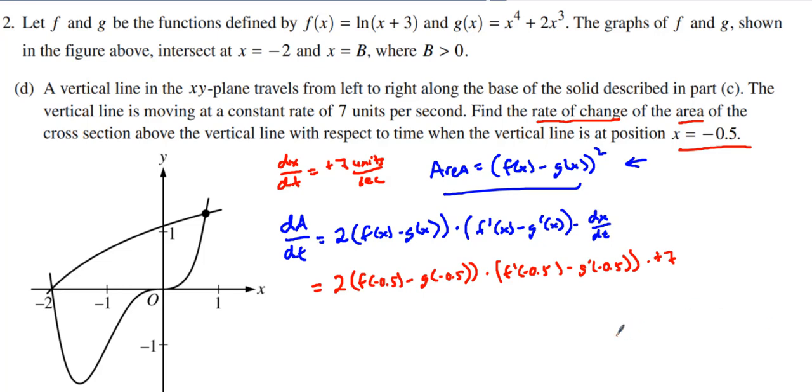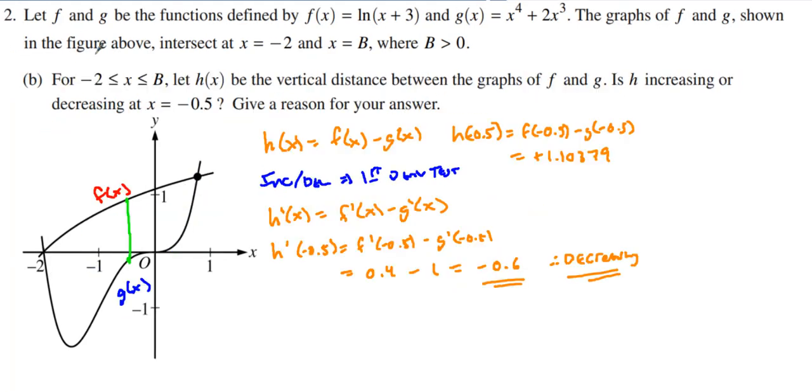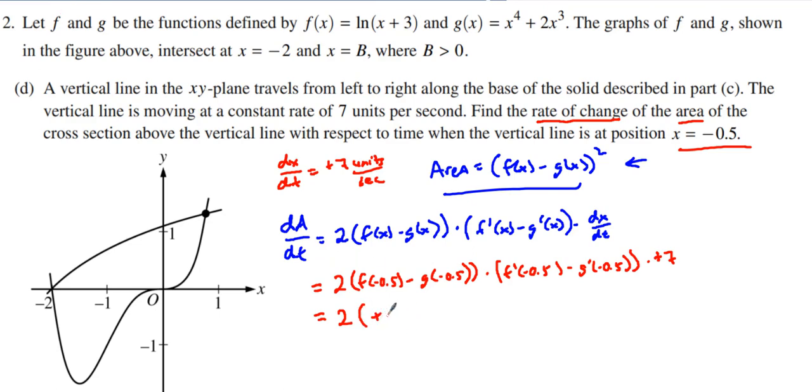And so if we think about it, I've already done some of this math earlier on. You can see f of -0.5 minus g of -0.5, I did this back in letter B. I also did this f prime minus g prime at -0.5. And so I know this value is positive 1.10379. I know this value is -0.6. I know this is 7, which ends up giving me -9.271836. And what are the units of the rate of change of area?